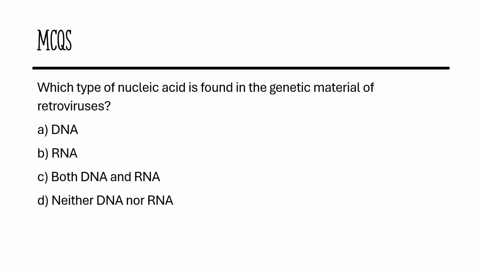Which type of nucleic acid is found in the genetic material of retroviruses? A. DNA, B. RNA, C. Both DNA and RNA, D. Neither DNA nor RNA. Answer is B. RNA.